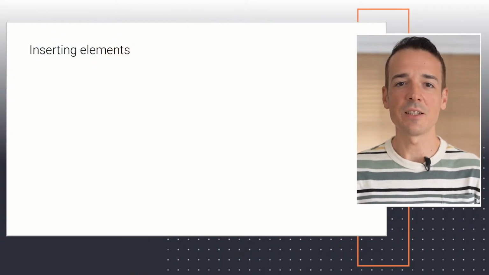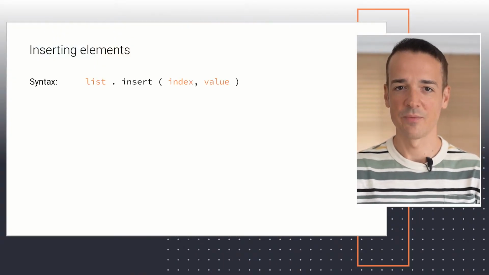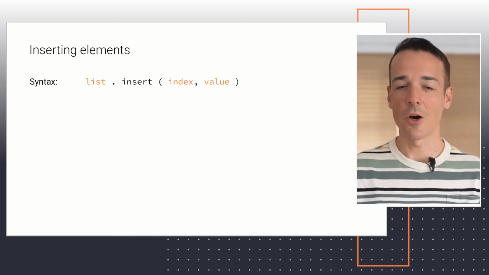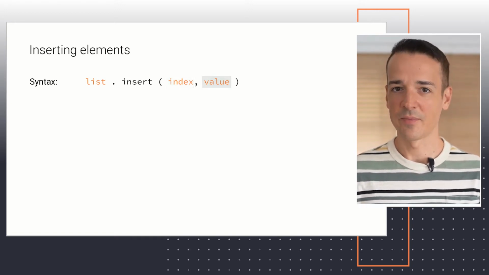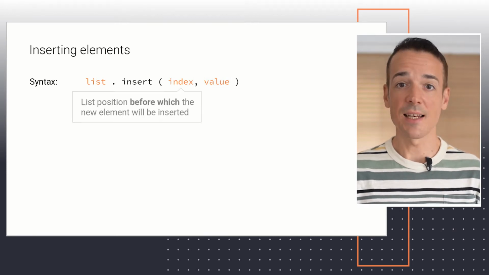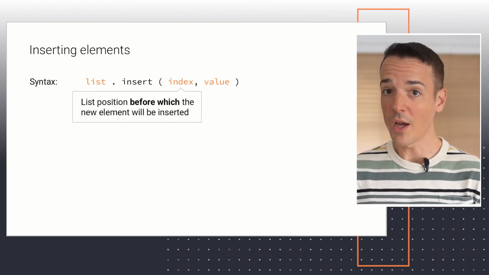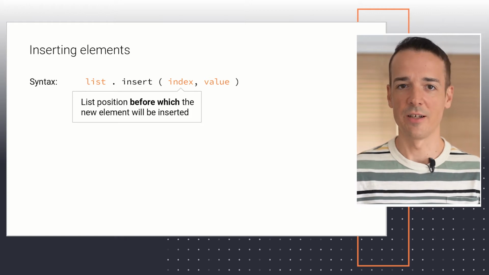While the append method restricts the insertion of a new element to the end of the list, it's also possible to add new elements at any other intermediate position. For this purpose, we need to resort to a different method called insert. This method takes 2 arguments, an index and the value to insert. The index is interpreted as the list position before which the new element will be inserted.